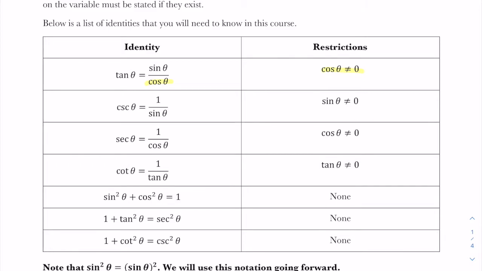The second one is cosecant theta is equivalent to 1 over sine theta. We actually learned this one back in lesson 1. This is one of the reciprocal trigonometric ratios, and you'll see the other two appear as well. Secant theta is equivalent to 1 over cosine theta, and cotangent theta is equivalent to 1 over tan theta.